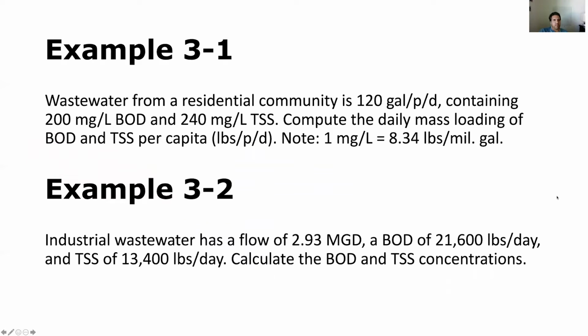Let's do 2 example problems. The first example is wastewater from a residential community is 120 gallons per person per day, containing 200 milligrams per liter of BOD and 240 milligrams per liter of TSS. So I want you to compute the daily mass loading of BOD and TSS per person. All right, let's do another example. In this example, industrial wastewater has a flow rate of 2.3 million gallons per day, a BOD of 21,600 pounds per day, and TSS loading of 13,400 pounds per day. So calculate the BOD and TSS concentrations in the wastewater.